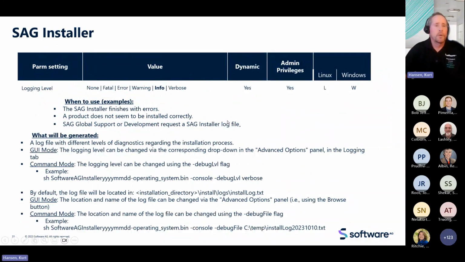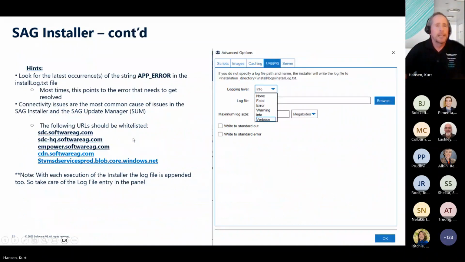Okay, the Software AG Installer. Anyone who's been working with Linux or Windows or with Natural One is familiar with the SAG Installer. The SAG Installer does have logging if you're running into issues. Basically, when you fire up the SAG Installer, you're going to get a screen, and down at the bottom there'll be a button that says Advanced Options. If you click it, you'll see the different tabs, and there is a logging tab.